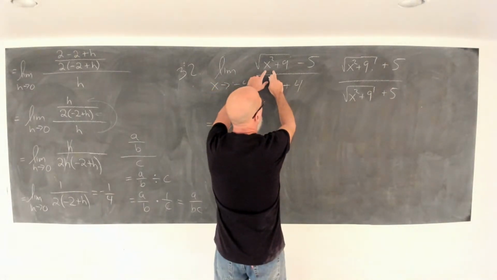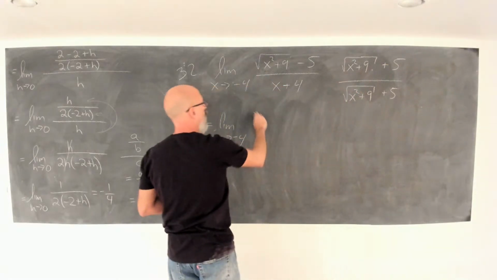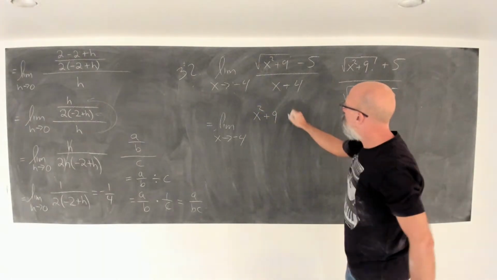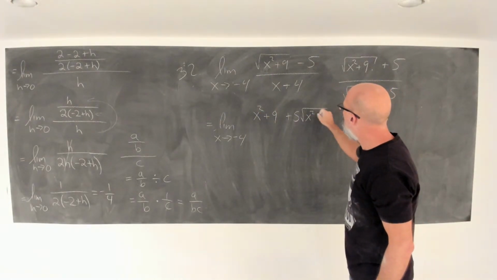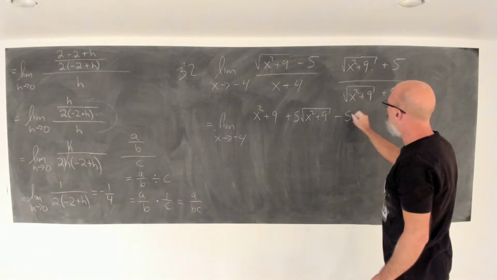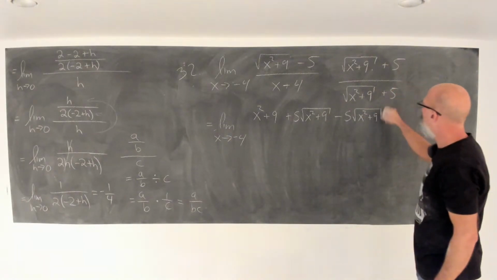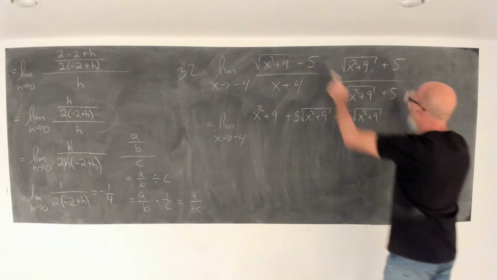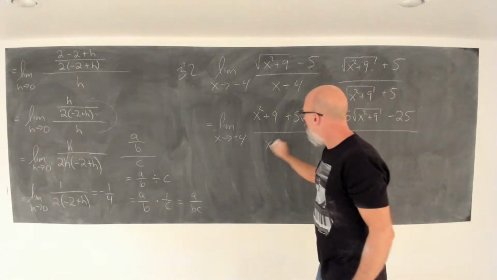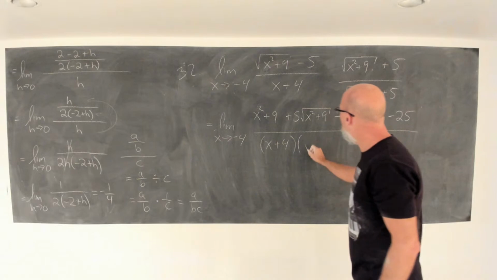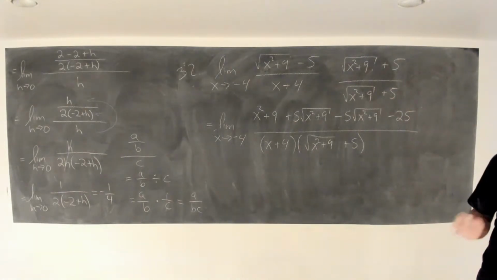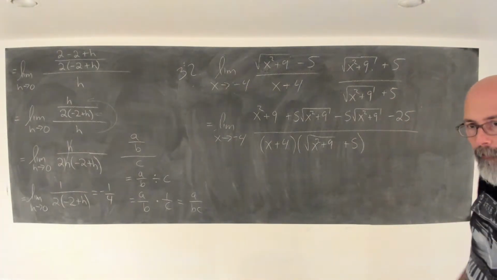What happens to the numerator? This times this, the square roots disappear. This times that, I get a 5 square root. And then this times that, I get a minus 5 square root. And finally, this times that, minus 25. I'll leave the denominator factored. It's probably a good idea that you do the same. Factored is always easier than expanded.